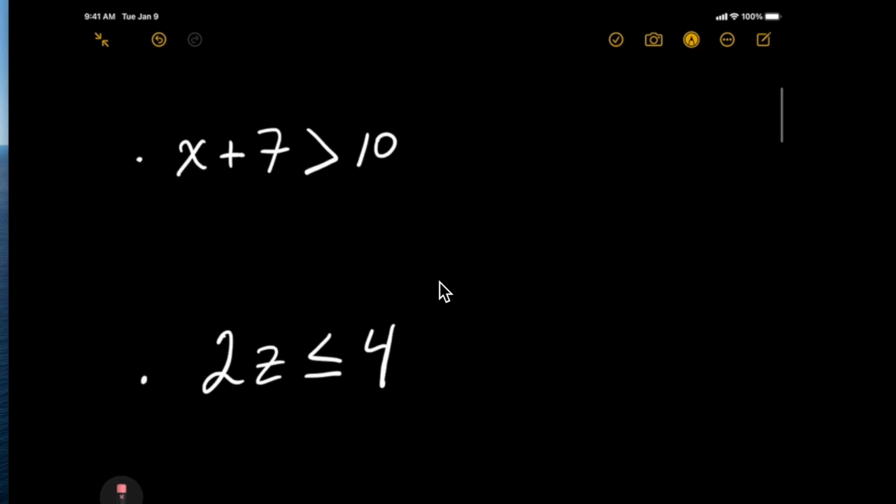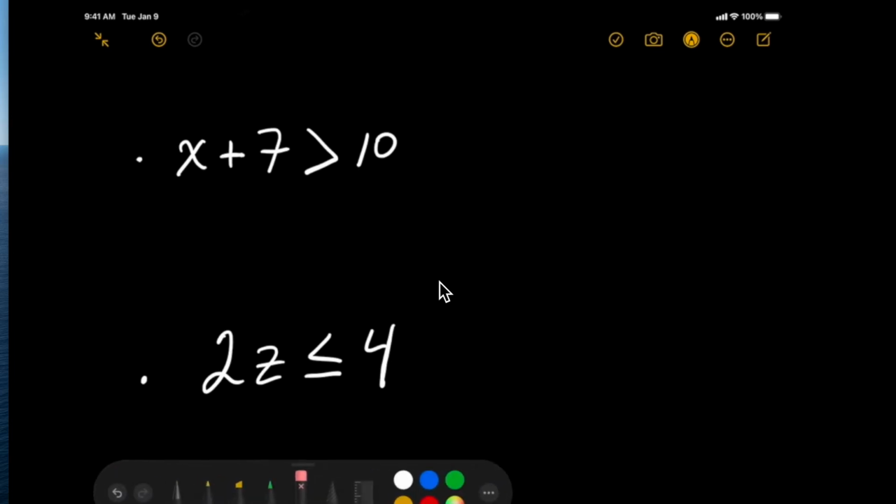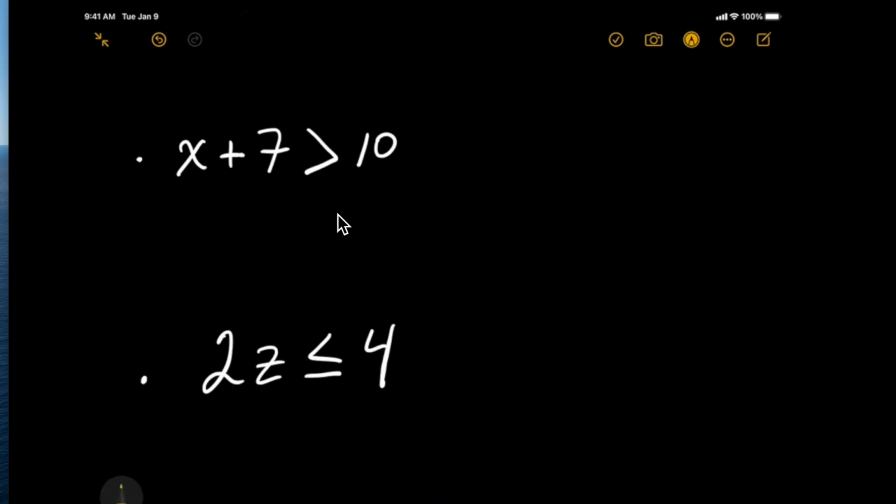Okay, in this next one, we have to do a little bit of work. This is not solved for x. Look, it has a neighbor. So how do we get rid of that neighbor? We subtract 7 on both sides. These cancel out, and that gives us x is greater than 3.